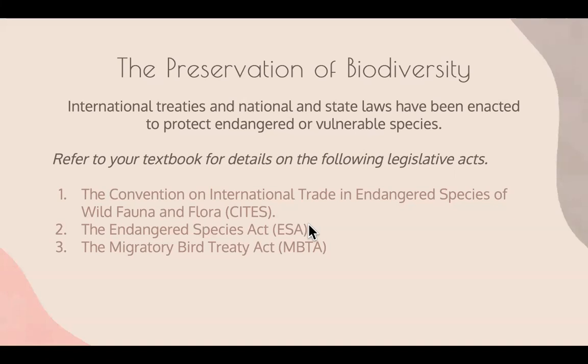Now, the Endangered Species Act, or the ESA, pertains to the United States. And what the ESA says is that you cannot develop land or in any way degrade an ecosystem that contains an endangered species in it. Now, this is a very controversial act, and different political groups are constantly trying to weaken the Endangered Species Act.